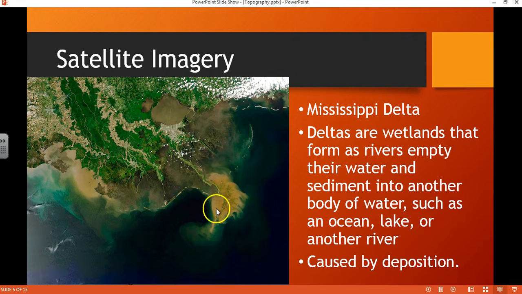Now, a delta is a wetland area that forms as a river empties its water along with its sediment into another body of water. That body of water can be an ocean, like here, the Gulf of Mexico, or it can be another lake or even another river. So these deltas are a result of deposition.